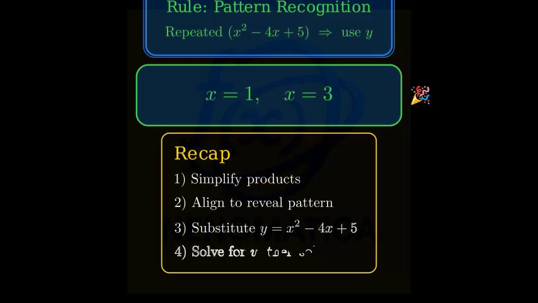Recap. 1. Simplify any obvious products. 2. Align terms to reveal a repeated pattern. 3. Substitute an auxiliary variable. 4. Solve the simpler equation and back substitute.